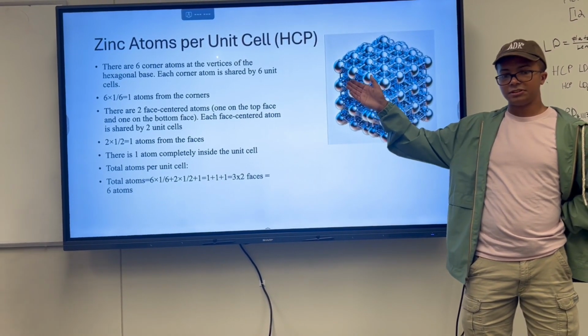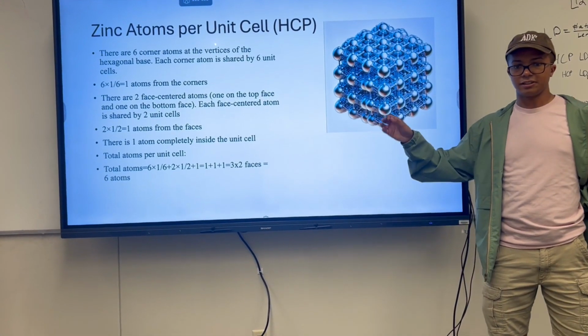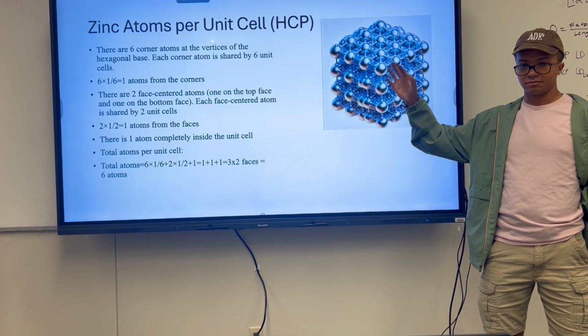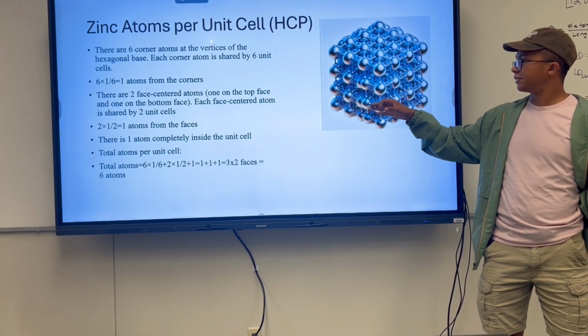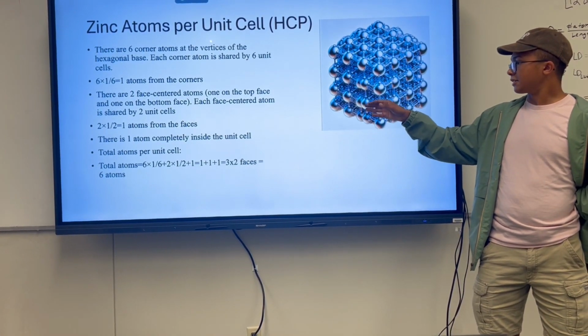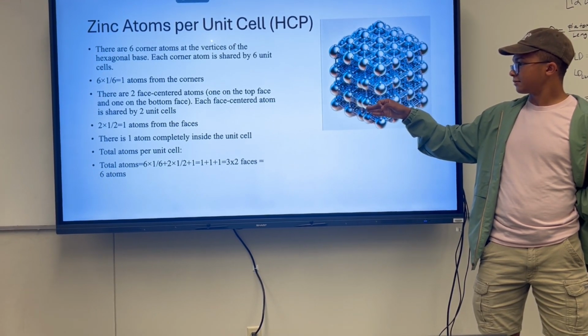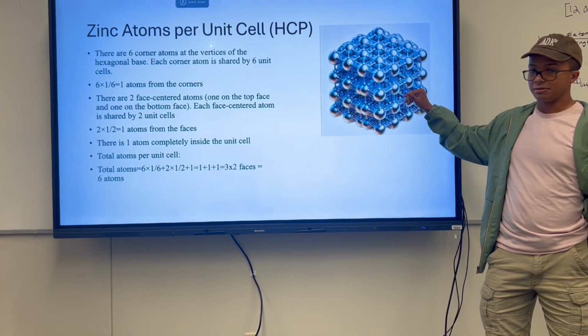And then the atoms per unit cell. In an HCP structure, there's 6 corner atoms, so that adds up to 1, 2 face-centered ones, and then in total you're going to have 6 atoms per unit cell.